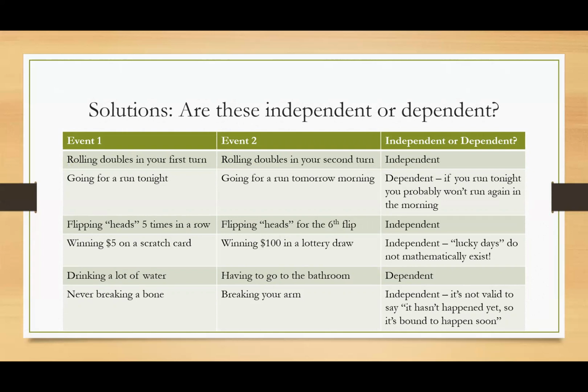And lastly, you might say, maybe you've never broken a bone, and then the second event would be breaking your arm. Are these connected? Are these independent or dependent events? These are considered independent. So it's not valid to say, oh, well, I've never broken a bone, so it's bound to happen soon. I'm bound to break my arm because I've been lucky enough and it hasn't happened yet. Again, this can depend on the situation and the person, but those are, in most situations, independent events.